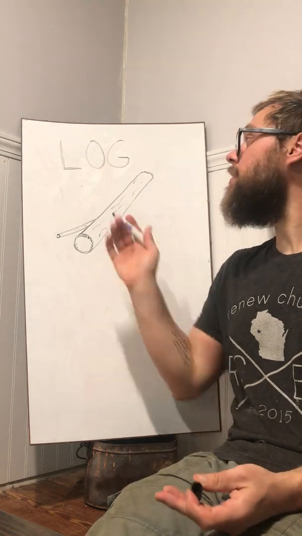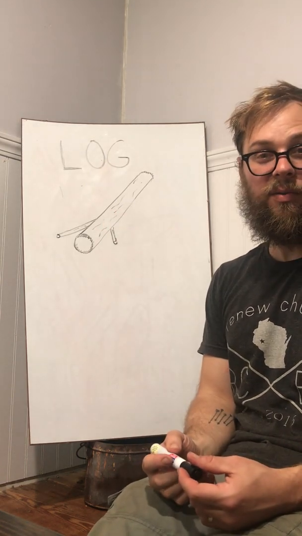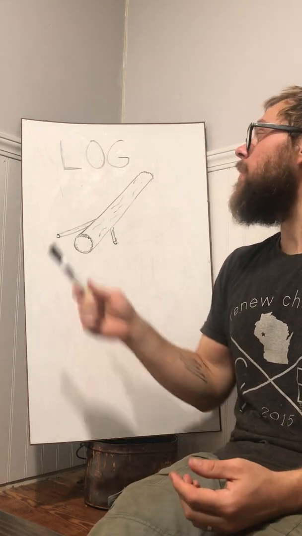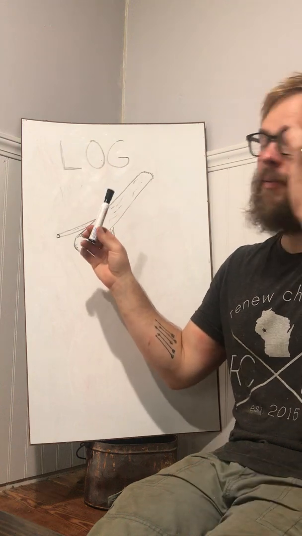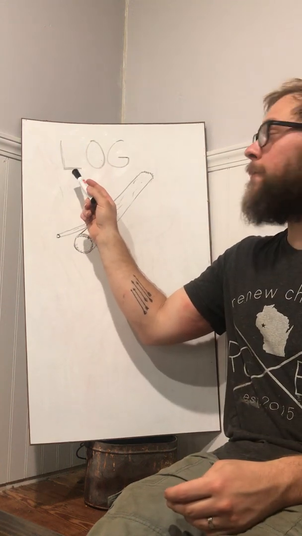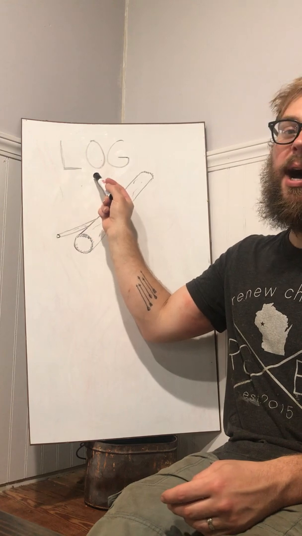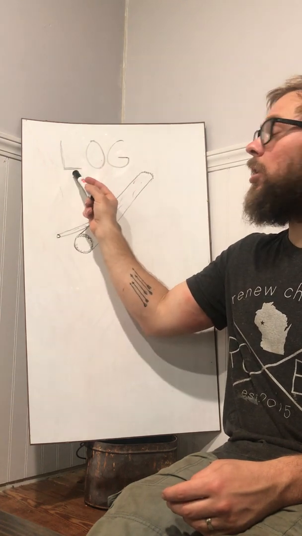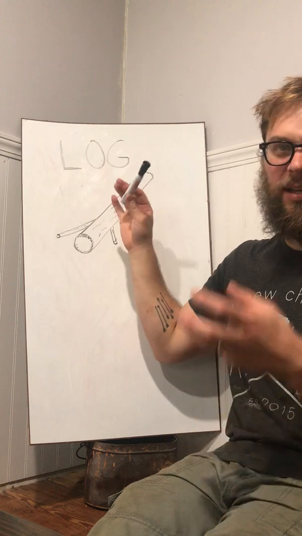Now we have the letters, which gives us the sounds to make a word. And we have to squeeze those sounds together to make it happen. Sound them out with me. L, A, G. L, A, G. Now let's squeeze them together.